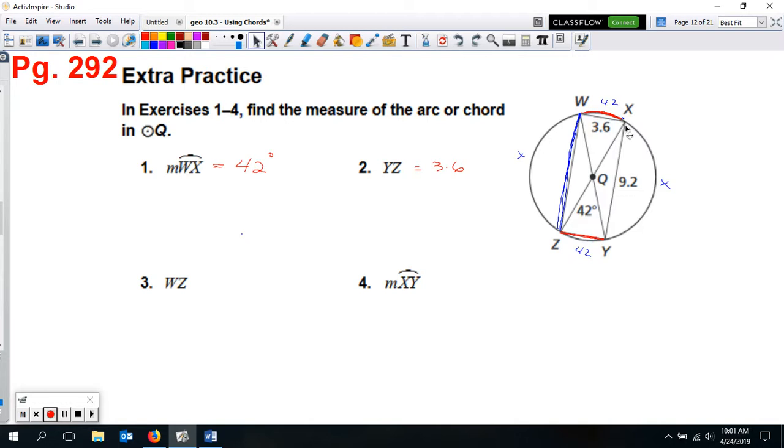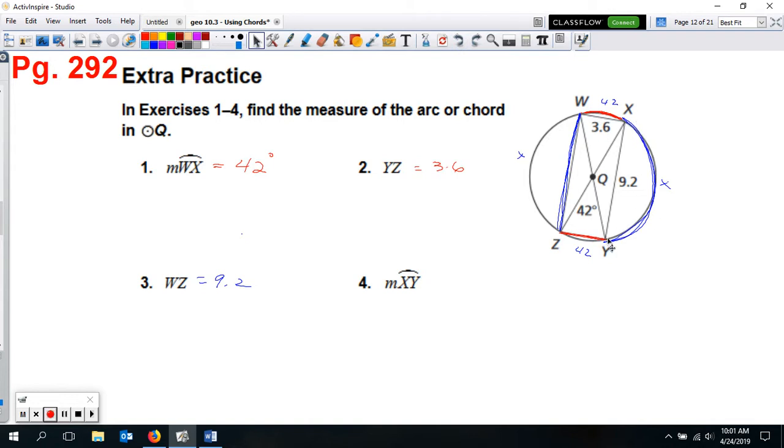So the chord from X to Y has got to be congruent to this chord that we're trying to find. So that means that our WZ is 9.2. We can definitely conclude that. And then number 4, we're looking for the measure of the arc XY, so that would be this arc here.